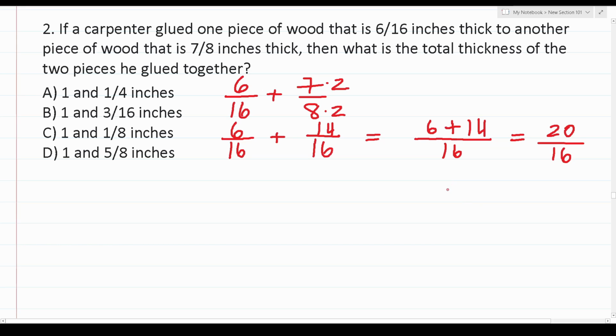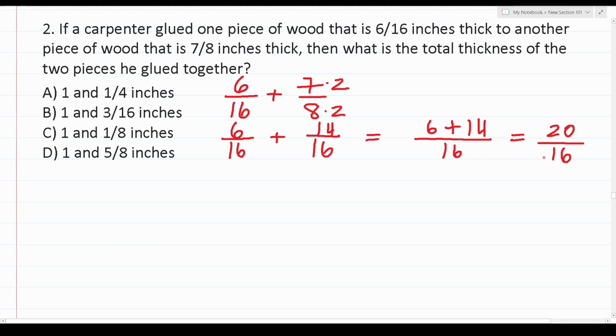All right, so at this point, you're probably saying to yourself, well, that's not one of the answer choices. Did I make a mistake? Or is there something I can do to write 20 over 16 as one of our answer choices? And as it happens, 20 over 16 is what's called an improper fraction, meaning the value of its numerator is bigger than the value of its denominator. 20, of course, is bigger than 16.